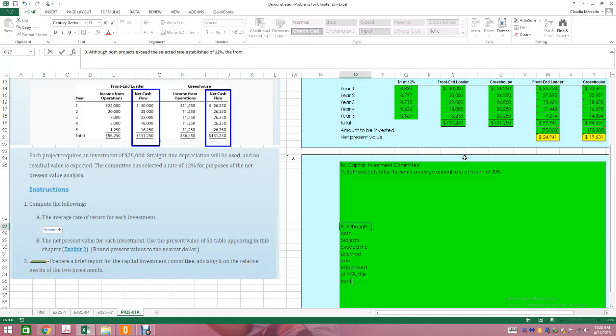The front end loader offers a larger net present value. The front end loader has a larger net present value because it has larger cash flows occurring earlier in time compared to the greenhouse.